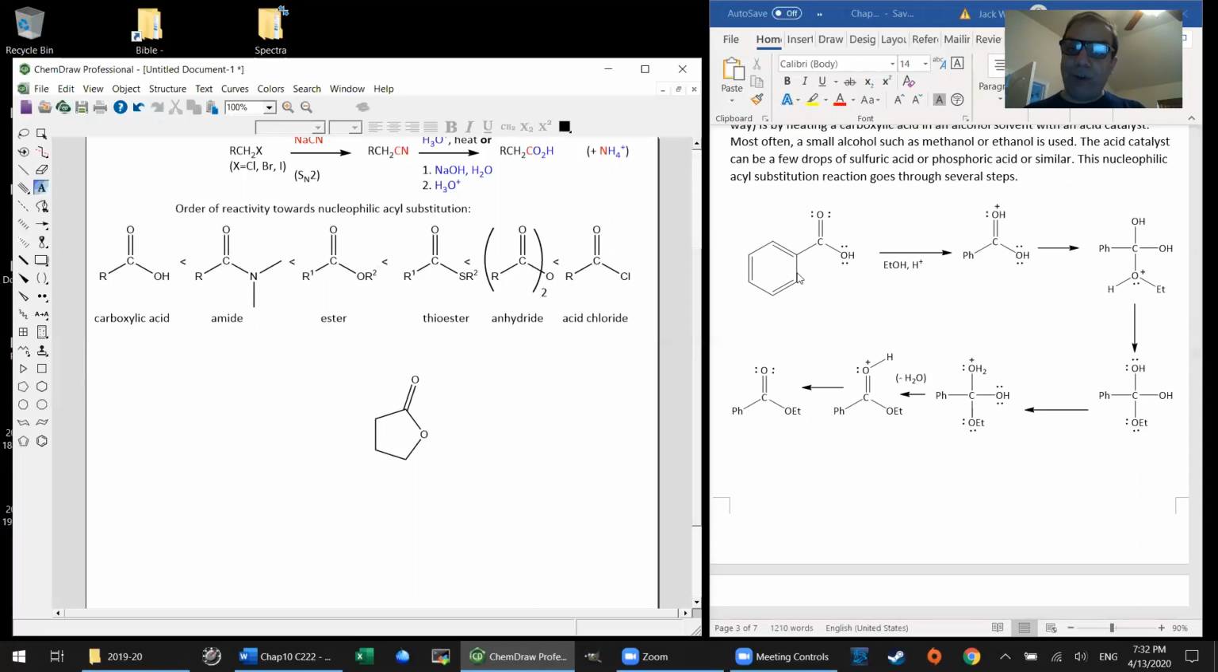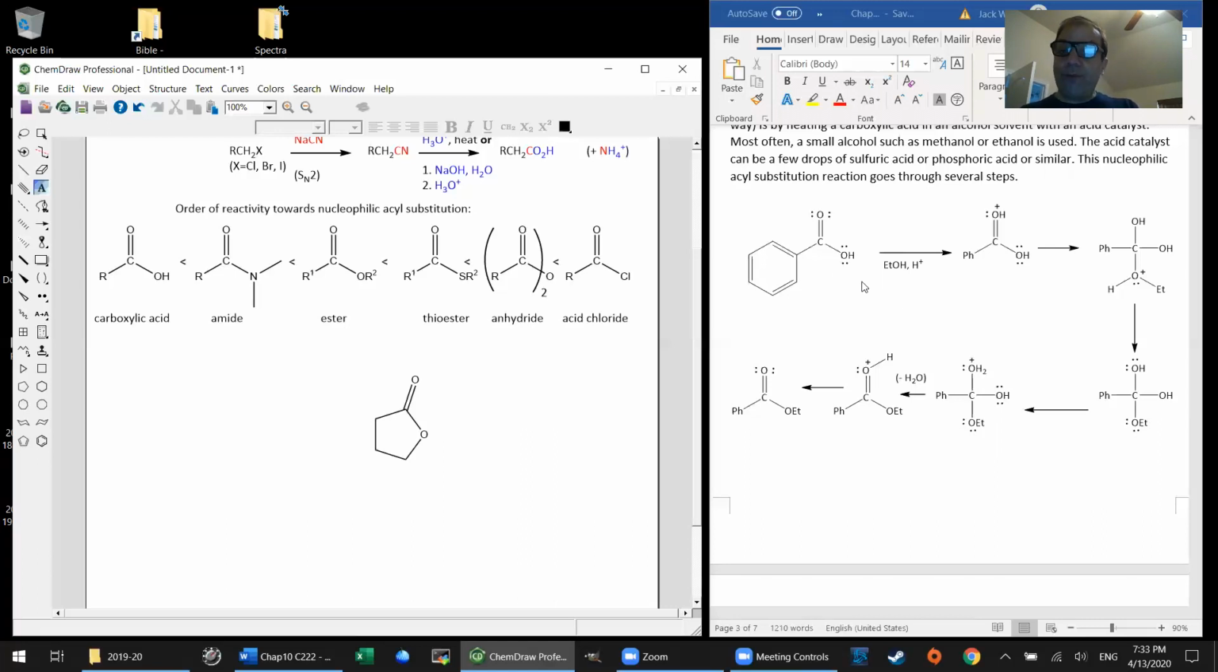I'm just using benzoic acid and ethanol just as an example. I could have used any carboxylic acid and any alcohol. Though I will mention that when we make esters in real life, probably 97+% of the time, the alcohol used will be either ethanol or methanol. So it's usually a small alcohol. And the acid catalyst that we use, it does require an acid catalyst. You could use some sulfuric acid or a little bit of phosphoric acid. There are others. You could use p-toluenesulfonic acid if you're in that kind of mood, but it's just a little speck of some strong acid.